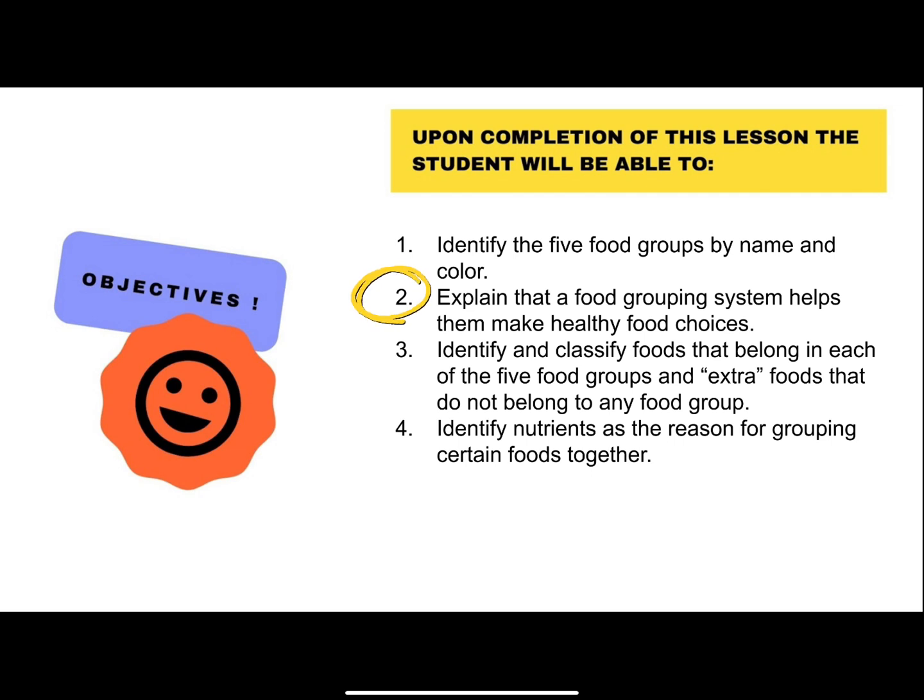Explain that a food grouping system helps them make healthy food choices. Identify and classify foods that belong in each of the 5 food groups and extra foods that do not belong to any food group. Identify nutrients as the reason for grouping certain foods together.